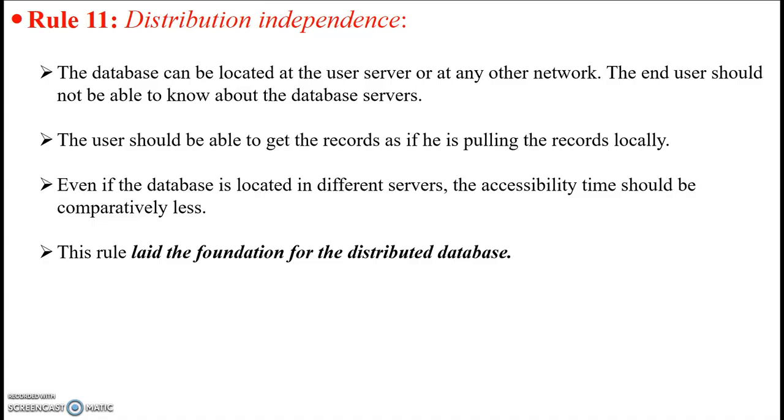That means there should be abstraction of the complexity, and the user should think that I am receiving the data from the machine that I am logged into. But actually, it is not the case. The data has been placed at a different geographical location, and from there we are fetching that particular record. But the user understands that I am fetching the record from the system that I am logged in to. So even if the database is located on different servers, the accessibility time should be comparatively less. Even if the geographical locations are different, it should not take much time to access the data. And this rule laid the foundation for the distributed database.